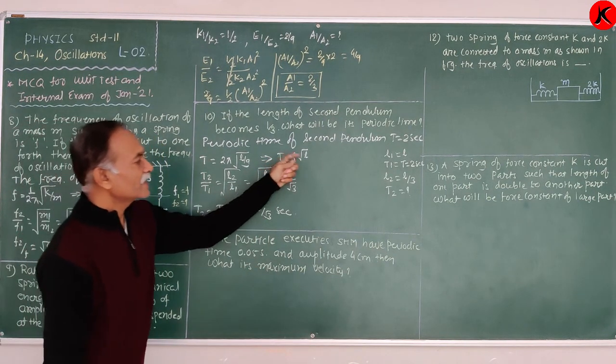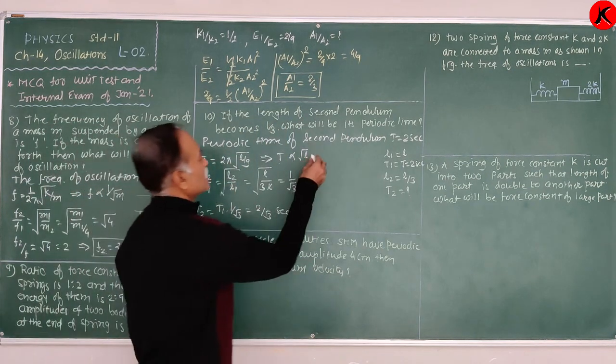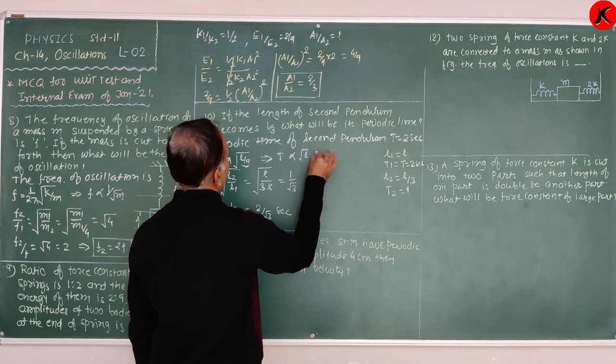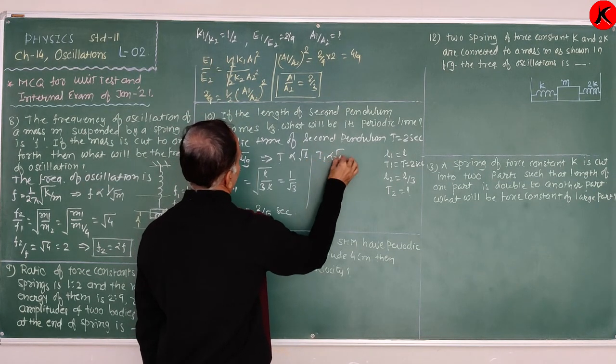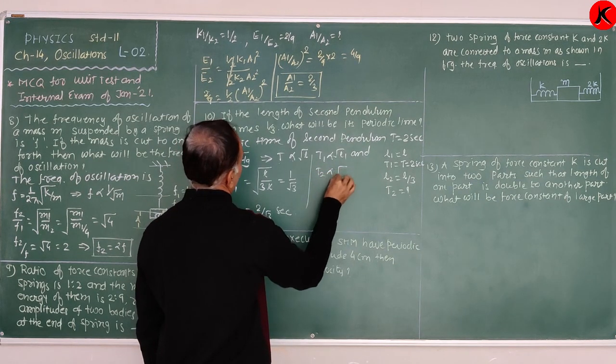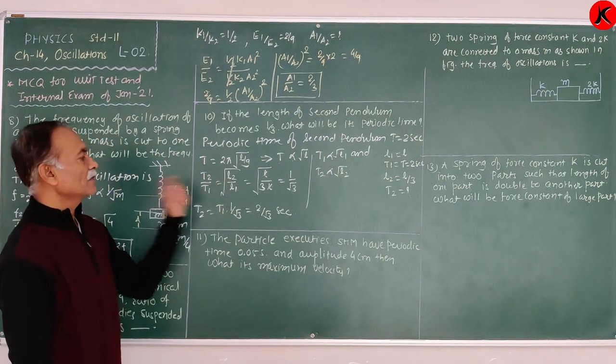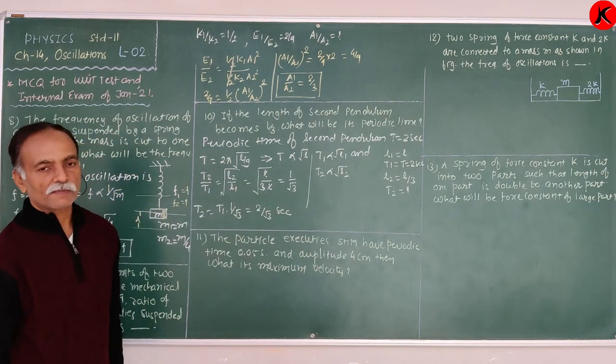Therefore T is proportional to the square root of L. For the initial length, we can write T1 proportional to the square root of L1 and T2 proportional to the square root of L2. Taking the ratio of these two, T2 upon T1 is equal to the square root of L2 upon L1.